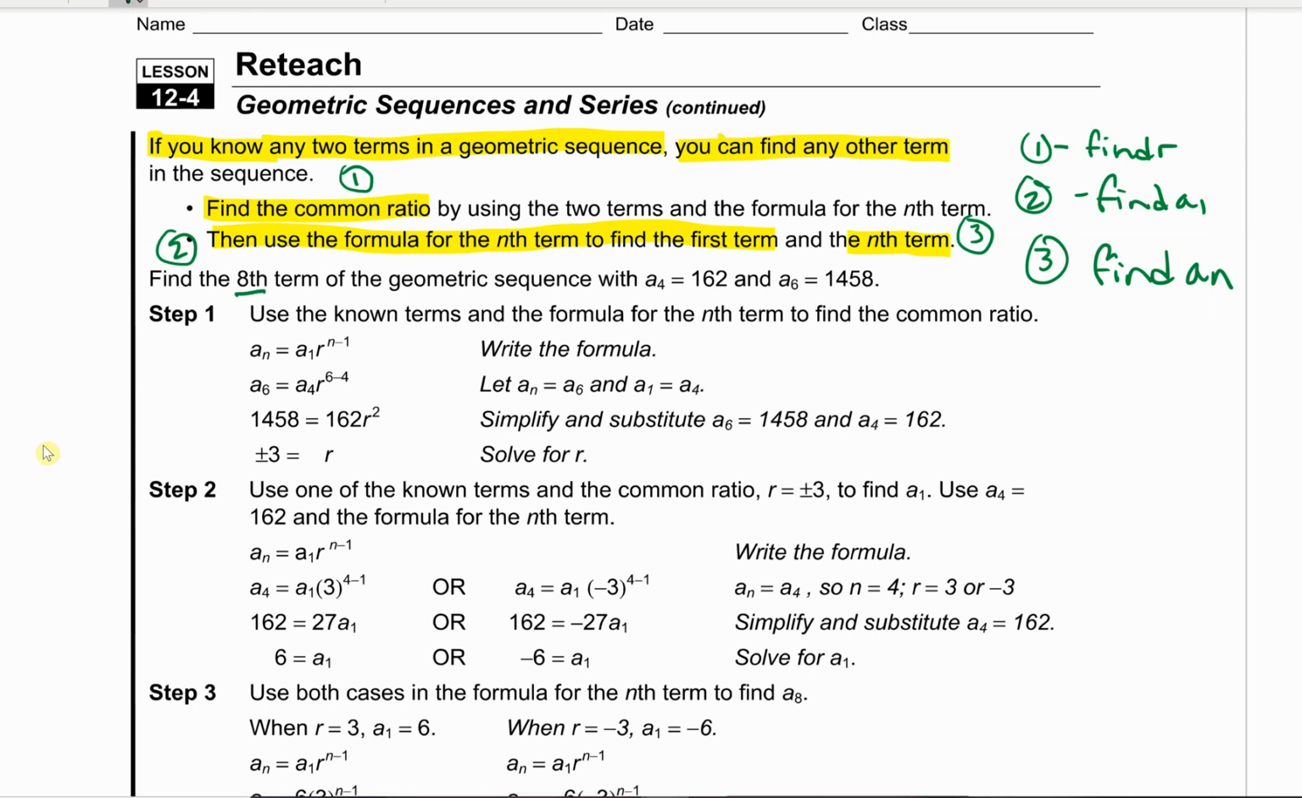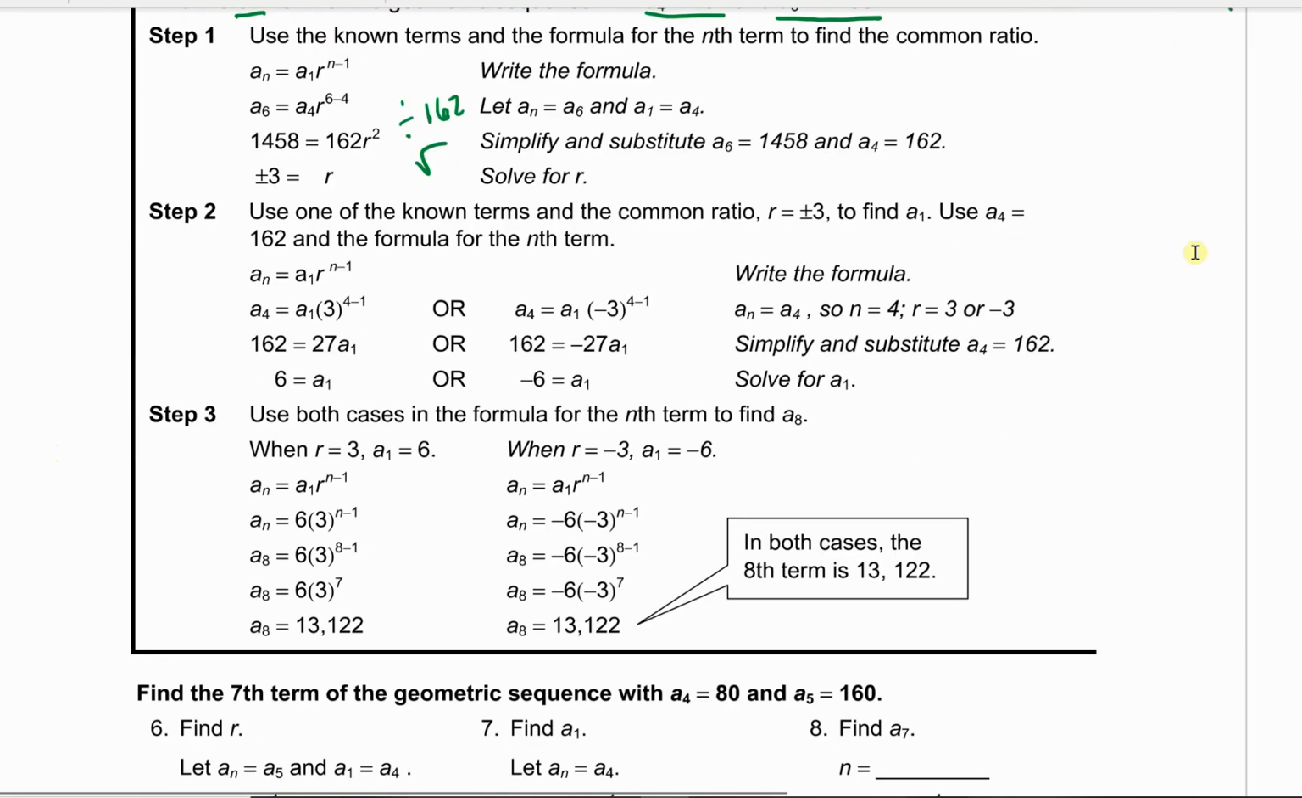Find the 8th term where a4 is 162 and a6 is 1458. These numbers are going to be big, but don't worry about it. So we get a sub n equals a1 times r to the n minus 1. Plug them in and solve for r. We would have to divide by 162 and then take the square root because we have r squared, so we get plus or minus 3. So here's where it gets a little different. R could be 3 or it could be negative 3.